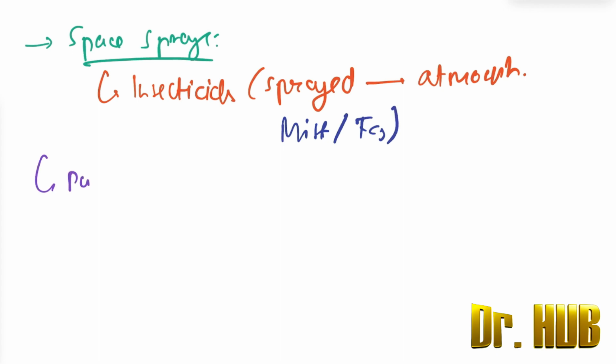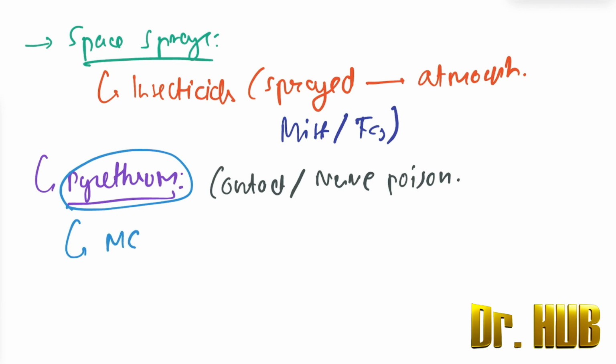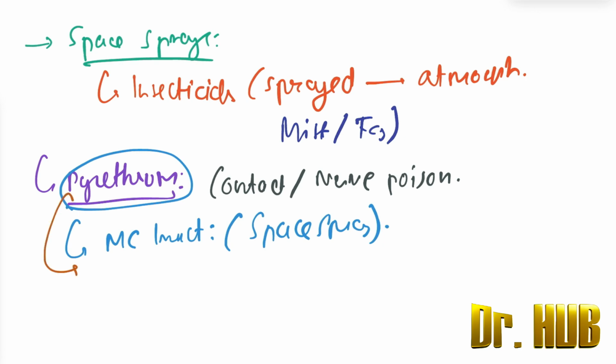Then comes pyrethrum. Pyrethrum is a contact or nerve poison, and it is the most common insecticide as a space spray. Its active principle is known as pyrethrin.